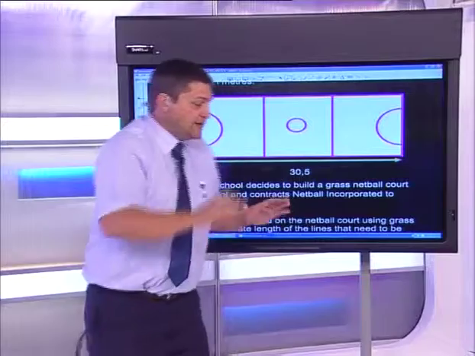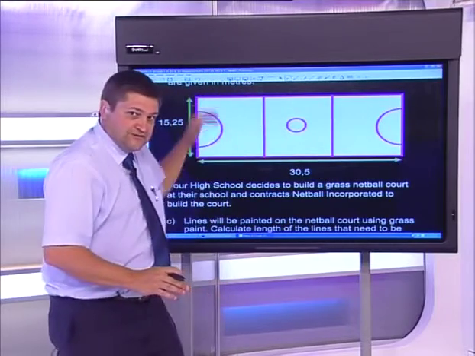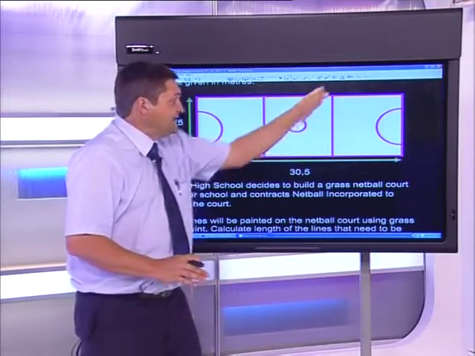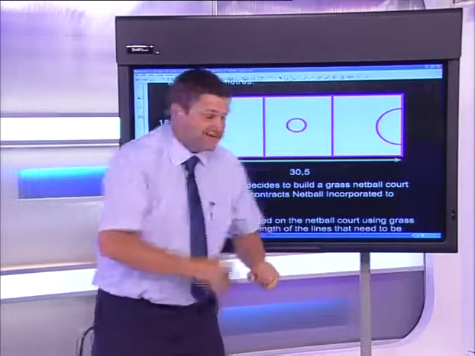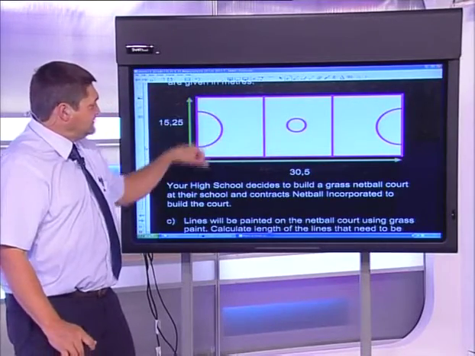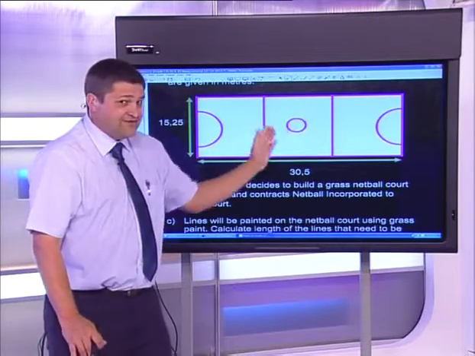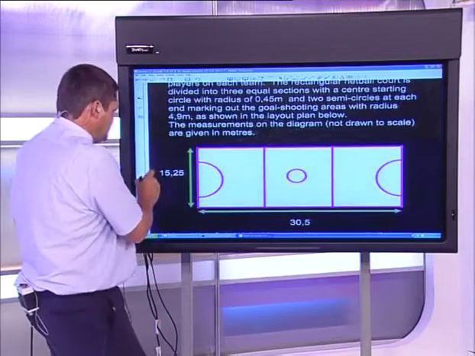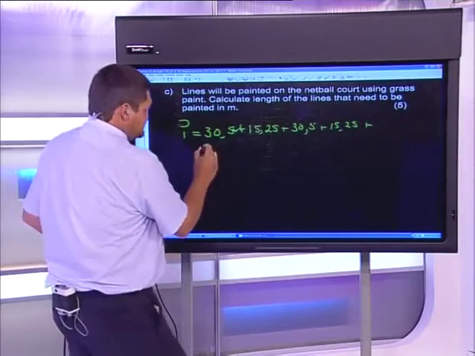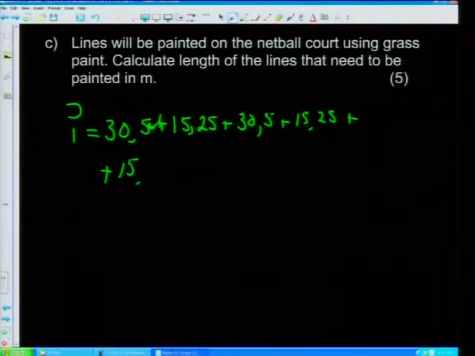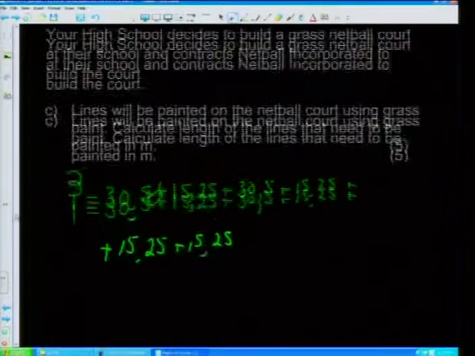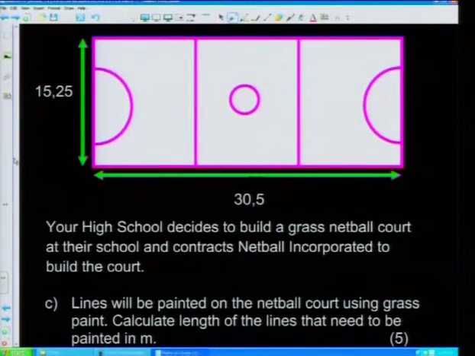Back to our drawing. So what we've done is we found the perimeter of all these sides. Now let's find the length of those two sides. And it's easy, isn't it? That side is the same length as the edge, which is 15,25 meters. So I need another 15,25 meters. So let's do that. We're going to say plus 15,25 meters plus 15,25 meters. Now, what else do we need to add? Well, we've got a circle in the middle of our netball court.